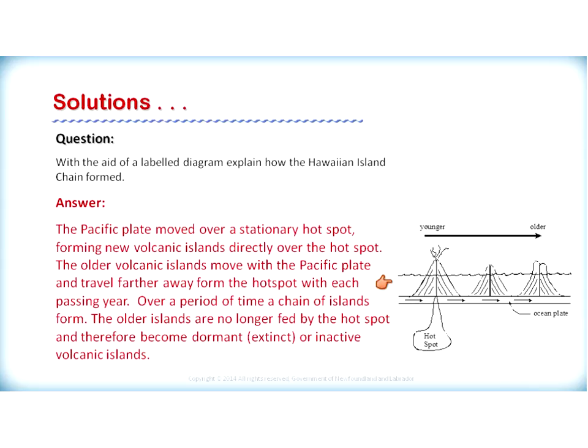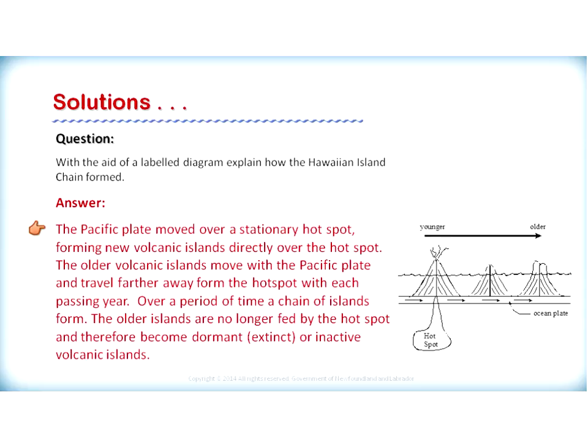The older volcanic islands will be located farthest from the hotspot, and the youngest volcanic islands would be located directly over the hotspot. And in this case, that would be Hawaii, the island of Hawaii. So your answer should read something as follows. The Pacific Plate moved over a stationary hotspot, forming new volcanic islands directly over that hotspot. The older volcanic islands move with the Pacific Plate and travel farther away from the hotspot with each passing year. Over a period of time, a chain of volcanic islands form.